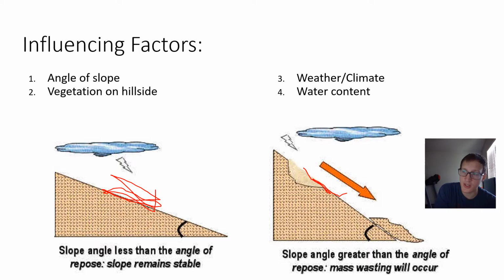Other things also include vegetation on the hillside. If there's a lot of vegetation, it's less likely that you're going to get a slide or mass movement, because the roots literally hold the dirt, debris, and rock in place. It also depends on your weather and climate. If you get a lot of rain, that can cause a lot of weathering, and therefore a lot of mass movements. In drier places, you tend not to have mass movements like this. But if it's dry for a long time and then you get a drastic amount of rain, it is more likely to happen.